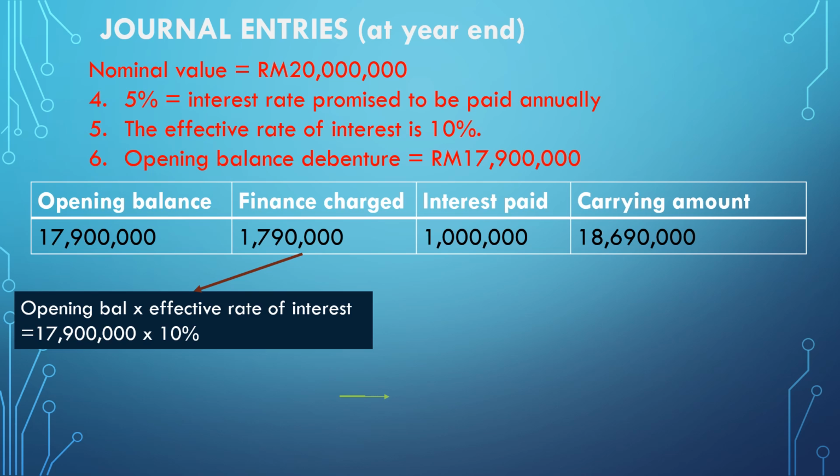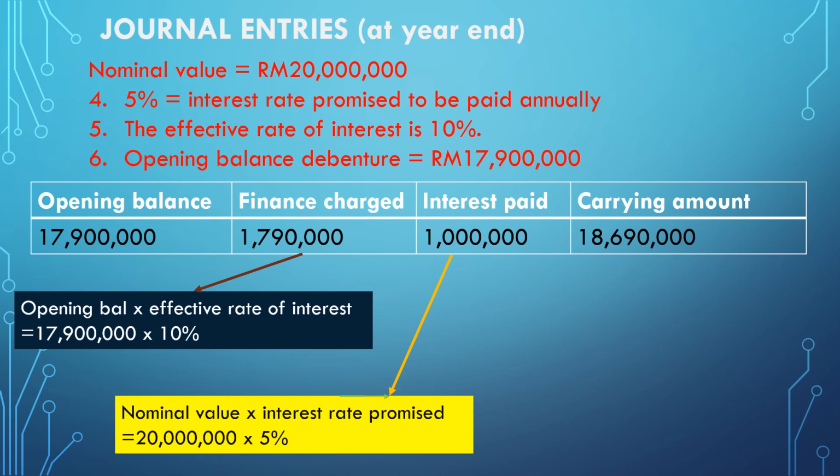So the finance charge is actually the opening balances multiplied with the effective rate of interest. So we multiply 17,900,000 with 10%. That is the effective rate of interest. And the interest paid, we calculate from the nominal value. Remember, the nominal value is 20 million, and multiply with the interest rate we promised to the debenture holder, that is the 5%.